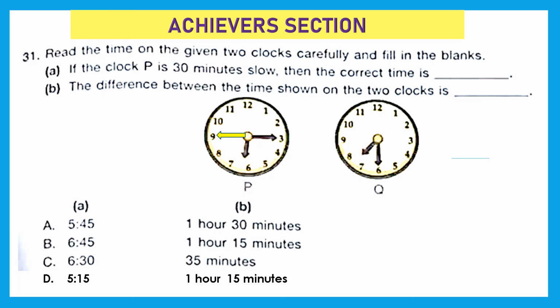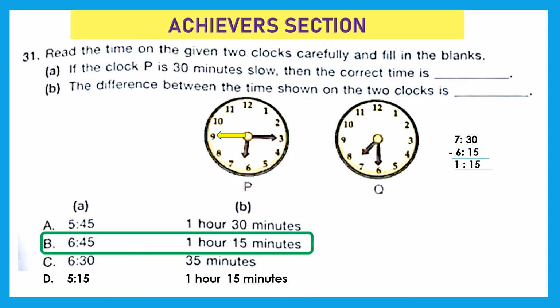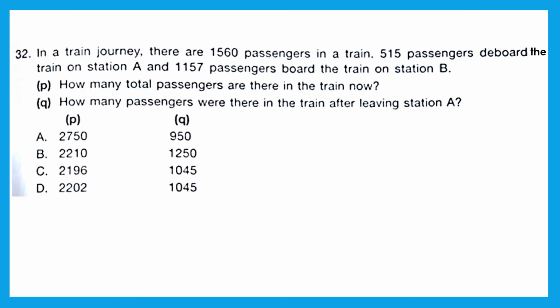But let's confirm it for statement B also. The difference between the time shown on the 2 clocks is, now let's see. The first clock shows 6:15 and the second clock shows 7:30. Simply subtract it. For the hour, 7 minus 6 is 1 hour, and 30 minutes minus 15 minutes is equal to 15 minutes. So option B is correct. For A it should be 6:45 and for B it should be 1 hour 15 minutes.